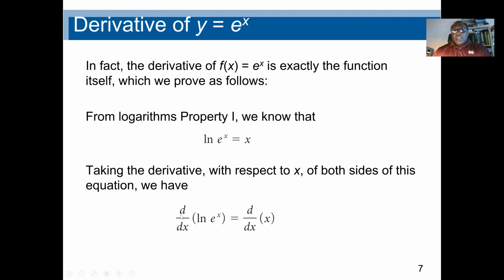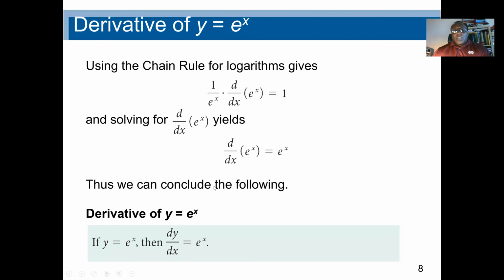So here we can say that the derivative of e^x will also give us e^x. So we will see the formula here. The derivative of y equals e^x is the same as e^x also. So y equals e^x, and the derivative of y also equals e^x.